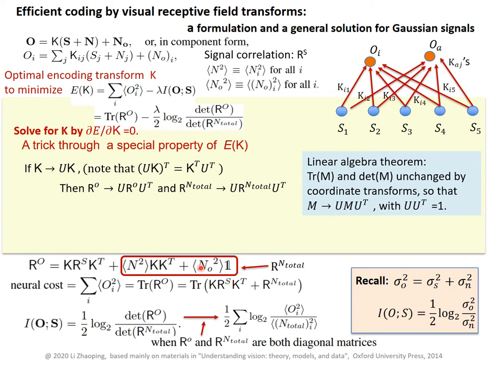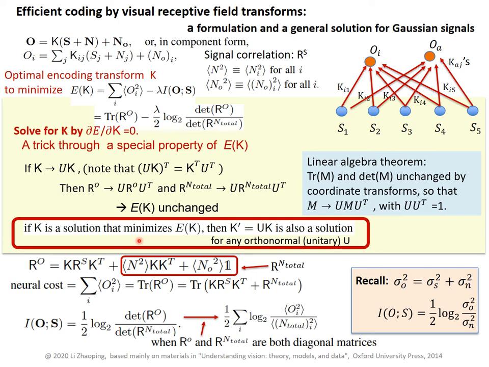This means our EK will not be changed if you make these kinds of changes to K. That means if this K is actually a solution, an optimal encoding that minimizes EK, so will all other relatives of this K through this U transform. So we have a whole family of solutions that can all minimize EK. That's a very good property we're going to take advantage of, yeah?